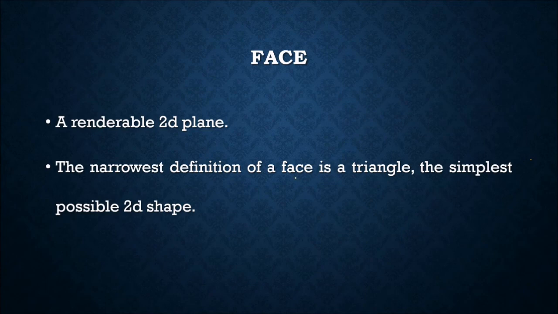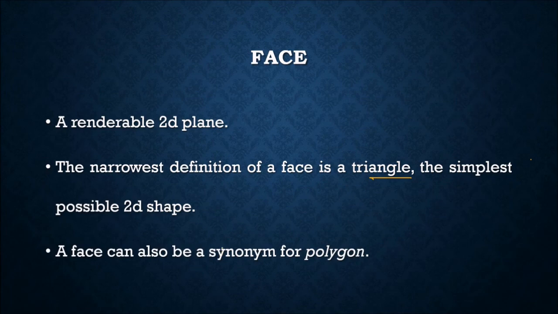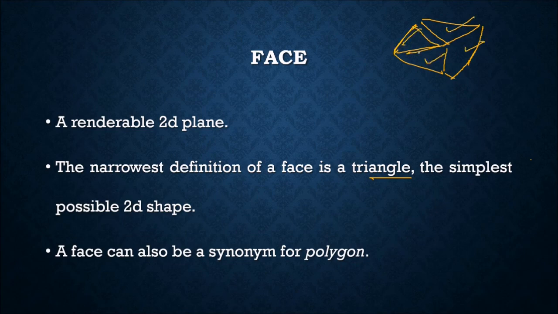What is a face? What do we mean by face? A renderable 2D plane. The narrowest definition of a face is a triangle. That's the simplest possible 2D shape. A face can also be a synonym for polygon. See, if you have represented your 3D object, you have modeled it in polygons. This is one face, this is another face, this is another face. So face can also be a synonym for polygon because this is a renderable 2D plane, right? This is the simplest possible 2D shape, a face.